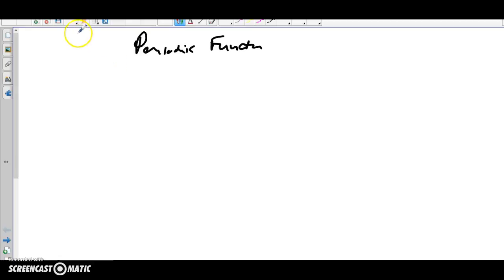Very quick video on periodic functions. Periodic functions are functions that repeat themselves. So a graph of a periodic function repeats itself in a regular way. The following graphs represent a periodic function. So let's go over a couple.